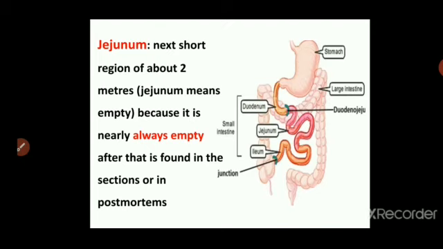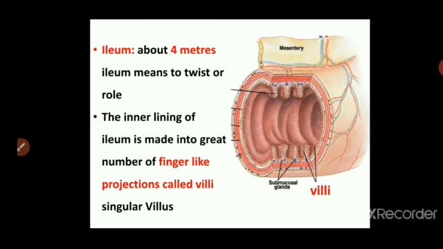Then you have the jejunum. Why is it called so? The next shorter part of the small intestine is the jejunum. It measures about 2 meters in length. The meaning of jejunum is empty. Why so? Because whenever a postmortem is done on a dead body, this part of the small intestine is always found empty. Hence it is called jejunum. Third is the ileum. It is the last part of the small intestine. It measures about 3 to 4 meters in length.